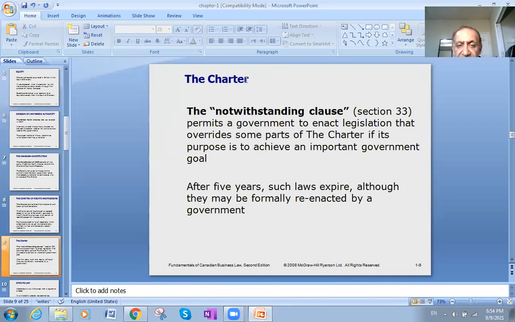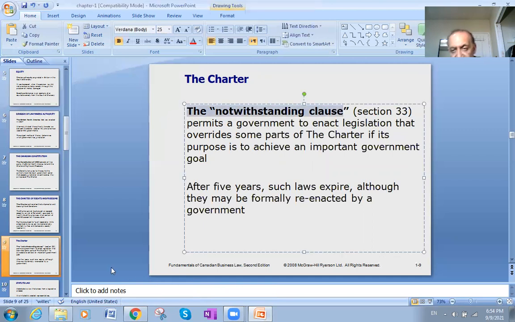The Charter, we're still in the Charter, the notwithstanding clause, Section 33, permits the government to enact legislation that overrides some parts of the Charter if its purpose is to achieve an important government goal. It's very clear. Again, the notwithstanding clause, Section 33, gives the government the power and the authority to enact legislation that overrides some parts of the Charter if its purpose is to achieve an important government goal.